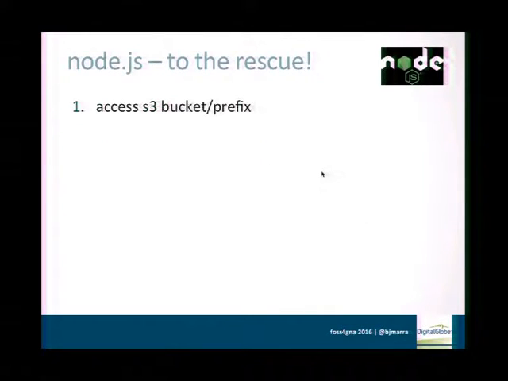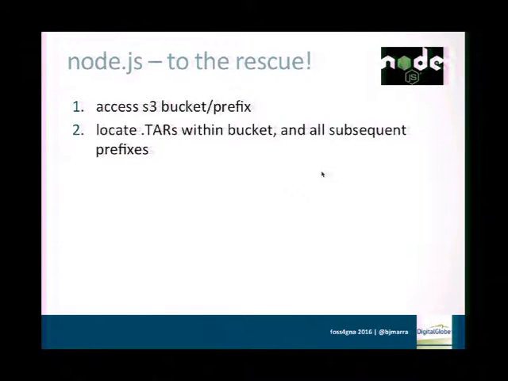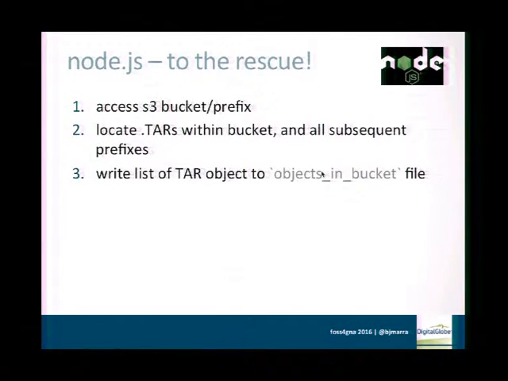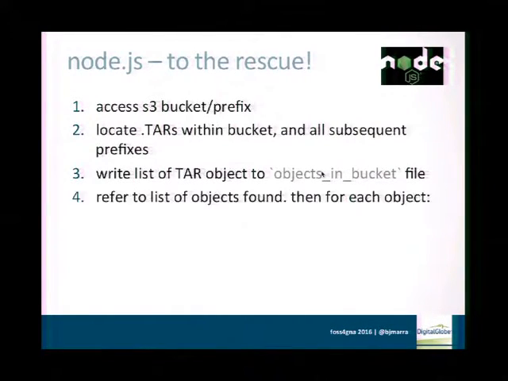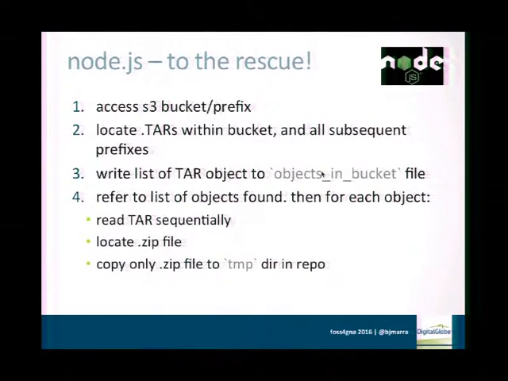All right, so Node.js. Basically it accesses that S3 bucket and the individual prefixes. It locates all the tars and all the tars in the subsequent prefixes, so if they're buried, it can find them. It's going to write a list of those tar objects to a specific file, which is objects in bucket, and then it reads that file, refers to it, and for each object listed in that file, it'll read that tar sequentially, find the metadata zip, which just so luckily happens to be stored in the very first few blocks of each tar, eliminating the need for us to open up the imagery, and then copy it into a temp directory.